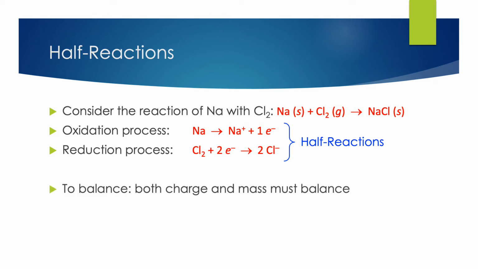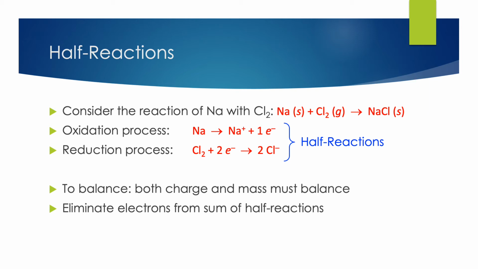So when we balance these half reactions, we want to be sure to balance both the charge and the mass. So if you look at both of these half reactions, hopefully you'll see that charge is balanced because in the first one you've got a sodium plus an electron, which is a minus charge, so it adds up to 0. In the case of the chlorine, we added 2 electrons to a neutral molecule, so we have 2 minus charges on the right-hand side.